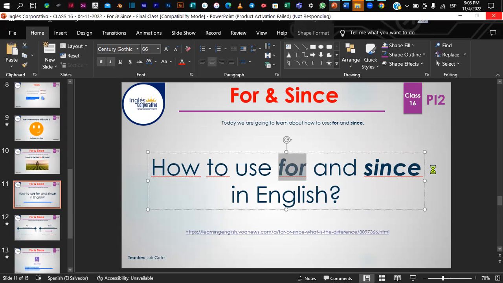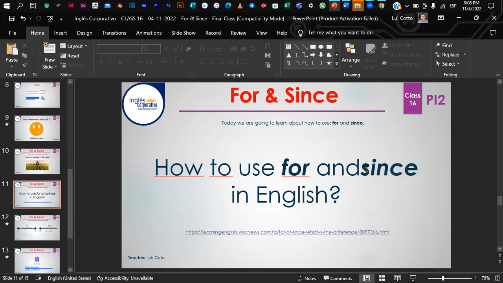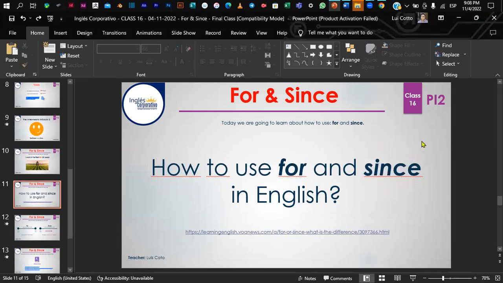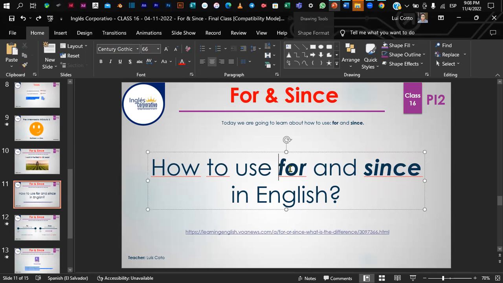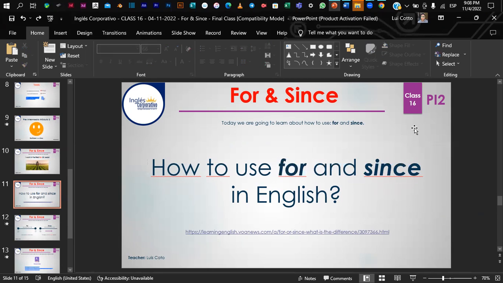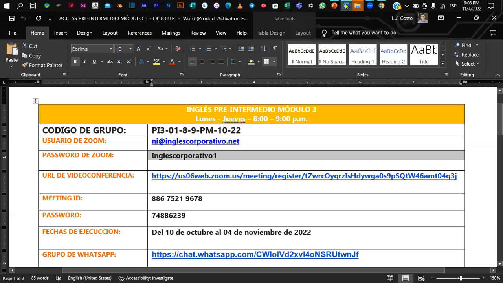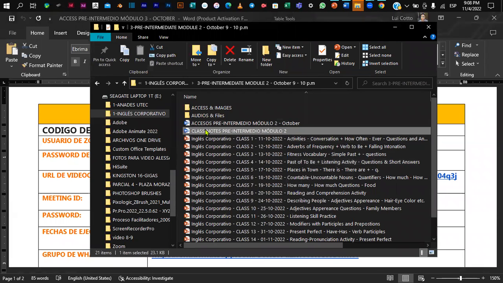I use for para o por, and since is como desde. Okay, good. You get clearly the idea. Okay, for. Can you repeat it, Elena? You can use for to say por, para, and you can use since para referirse desde. Okay, good. Pero ¿cómo se dice para referirse? What is the verb?